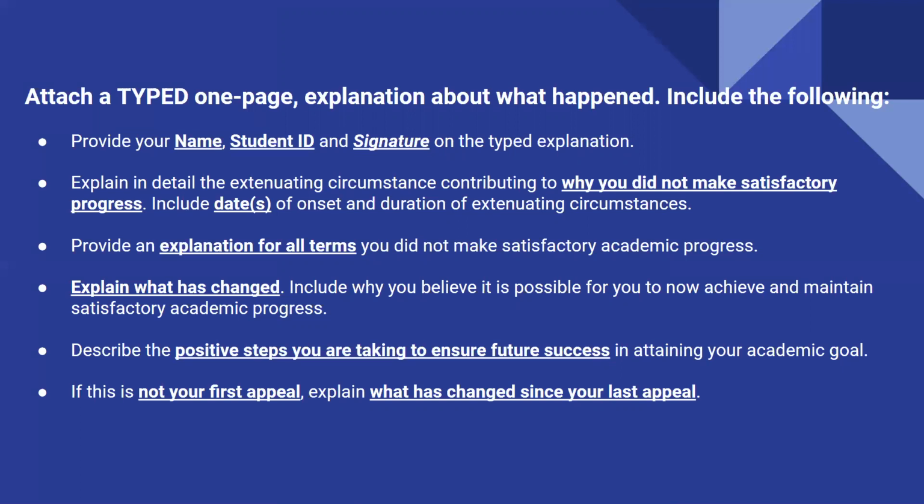Also include the date and the terms that took place during that time. Also, please explain what has changed and why you believe it is possible for you to now achieve and maintain your satisfactory progress. Also, describe the steps that you are currently taking to ensure your future success in attaining your academic goal. Also, if this is not your first appeal, please explain what has changed since your last appeal.